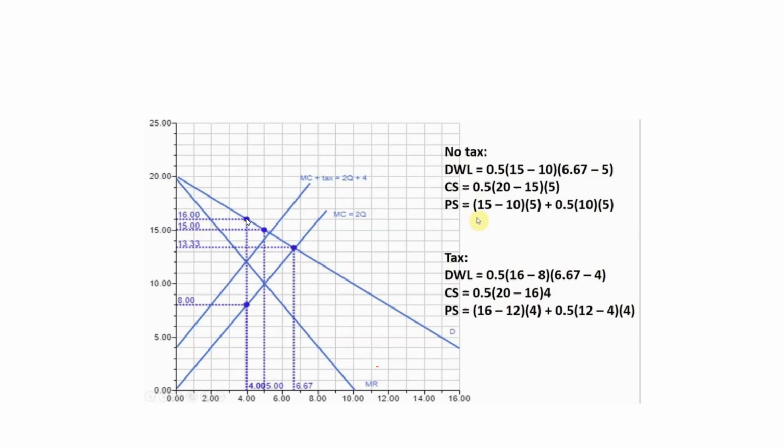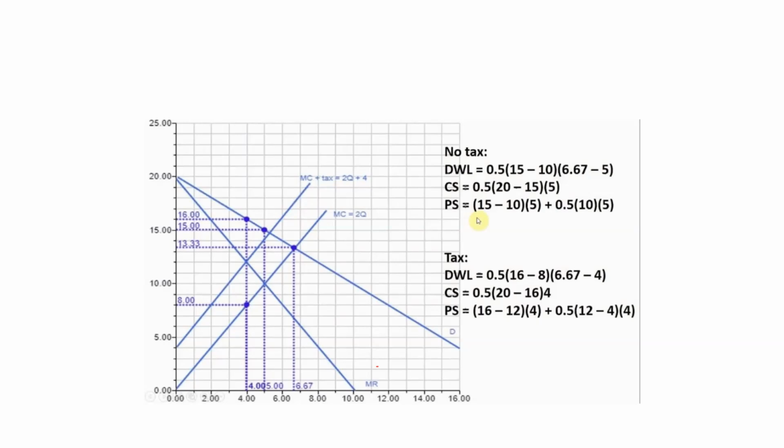So price is now going to be 16. So price went up and quantity is going to now be 4, and quantity went down. Now, ATC would shift upward. So no matter where the ATC is, you would shift it upward, okay? So in an excise tax, you have two things going on. You have MC moving to the left, and you have ATC going up.